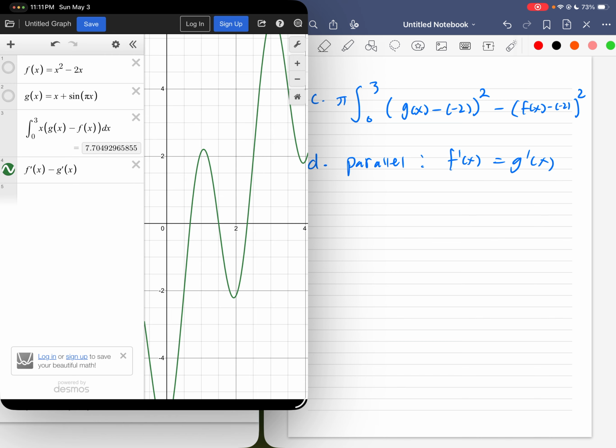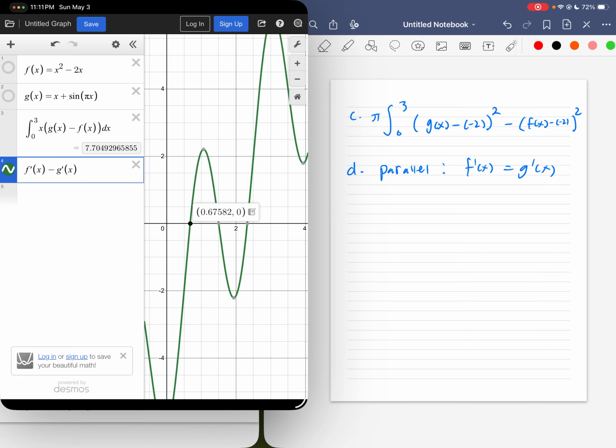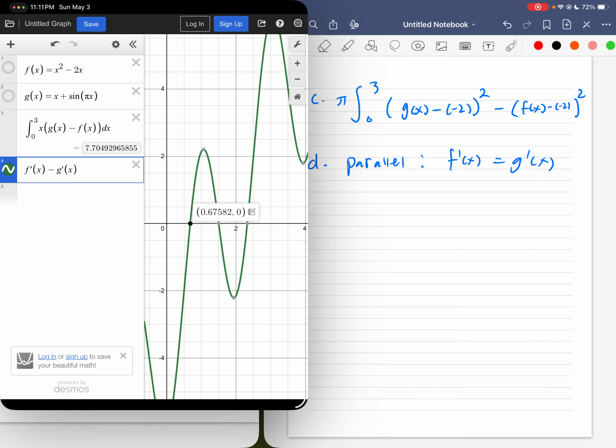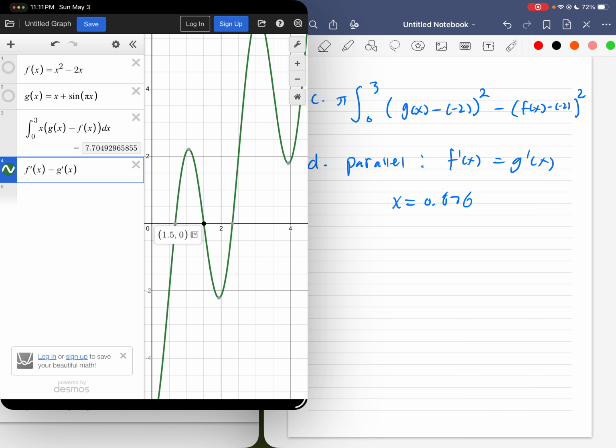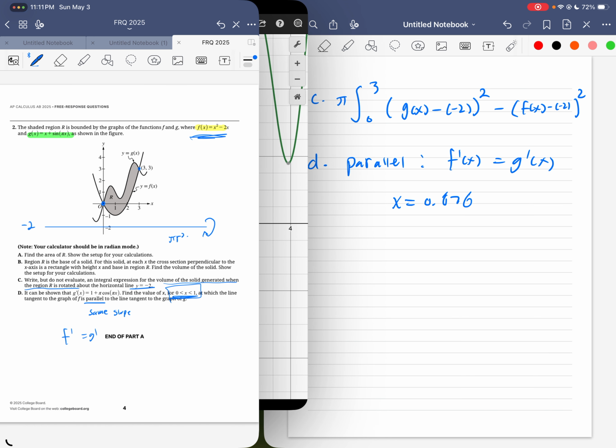So that's over 1, so it's going to be x equals 0.6758. I mean, third decimal, so I'm going to put 6 or 5, it doesn't matter. That's it, because of the domain. If the domain says something else, then you have to choose one of these two. So always double check your domain.